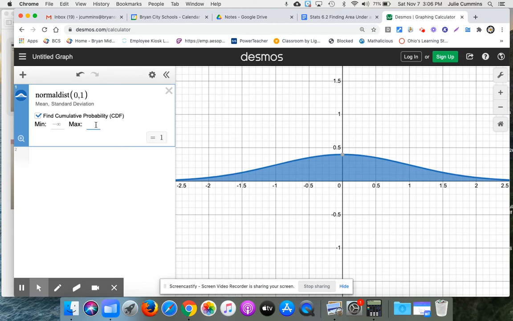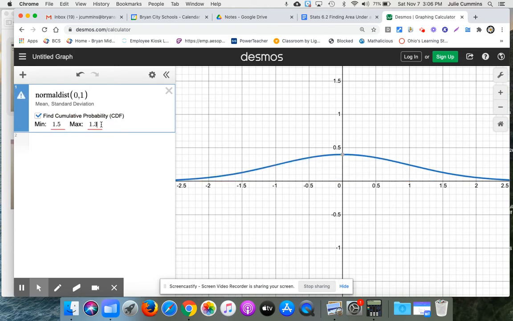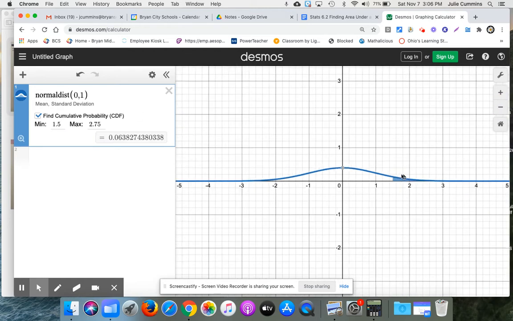If you wanted to find from negative infinity to 1.37, I think that was one of our problems, it'll find that for you as well. And it even draws the picture. So the problem that we just did, number 7, we were finding the area between 1.5 and 2.75. So we just adjust that. Let me zoom out a little bit. It shades it in there, and then it gives you the answer right here.